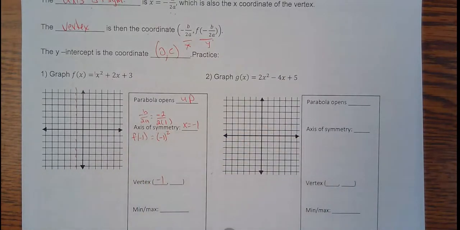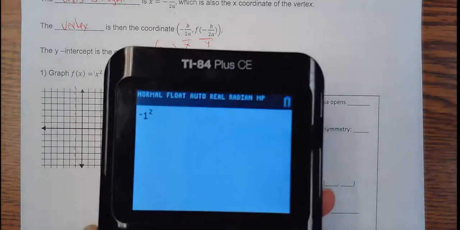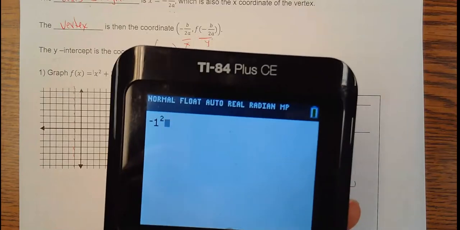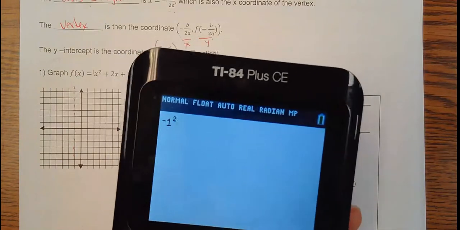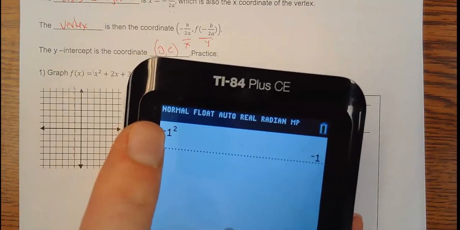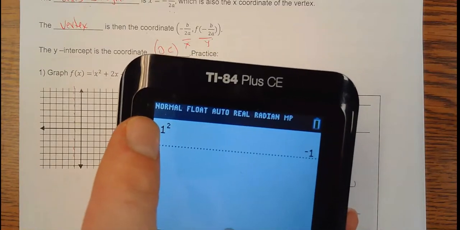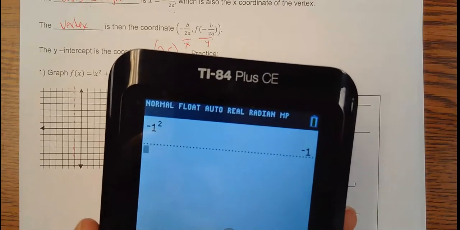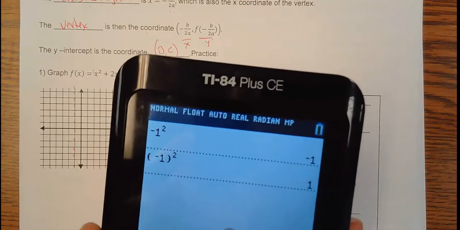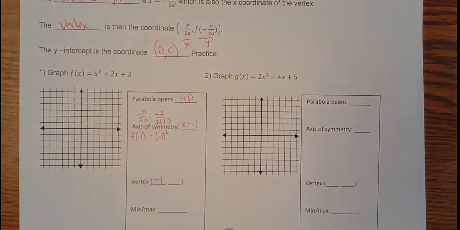I see a lot of students do this wrong, because if you do a negative times a negative, it should be a positive. But if you put this in a calculator, if you type in negative 1 squared, we know that negative 1 times negative 1 is positive 1. But if I put it in like this, it tells me negative 1. And what it's doing is taking the opposite of 1 squared. Well, 1 squared is 1, the opposite is negative. What I want to do is take negative 1 squared. And that gives me the right one. So when I type it in, I need to put in parentheses if I'm squaring it.